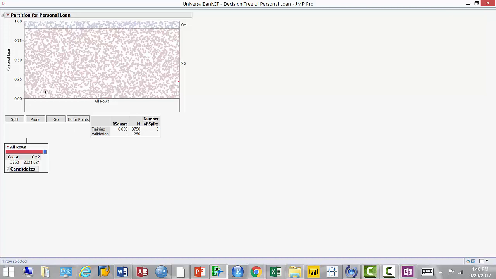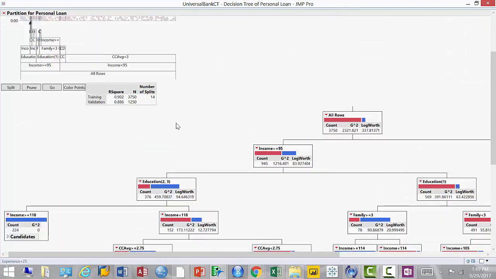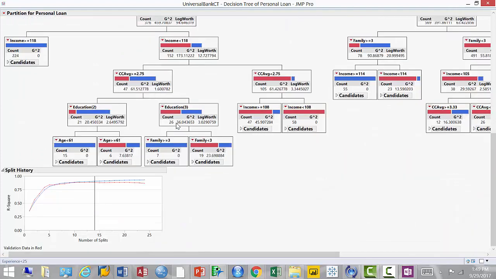Now, remember, we discussed that today. It's kind of annoying to click split. When you have training and validation, you can avoid that. You can go ahead and say go, kaboom, and it creates for you the entire enchilada, ladies and gentlemen. This is your tree, okay?